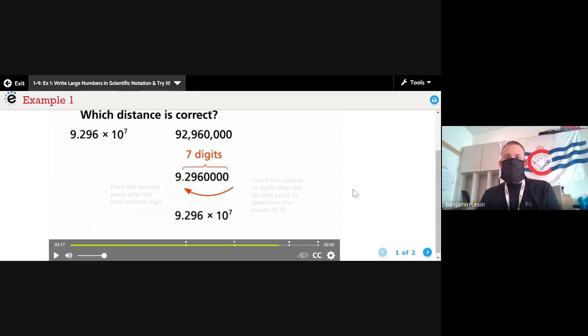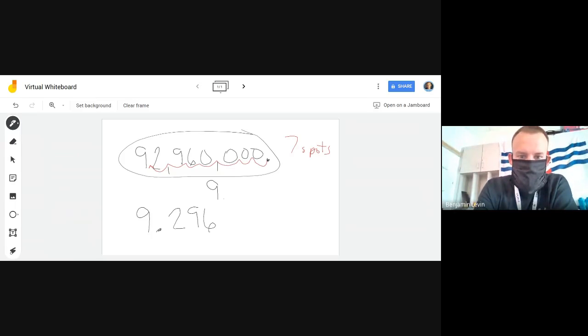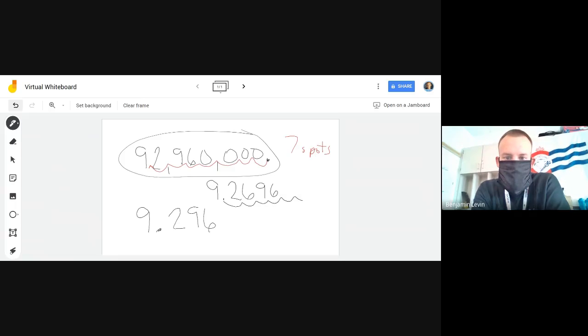So look, it's the same number, right? That's just kind of how we did it. I like the way they did it, actually. I'm going to go back to my Jamboard. They started and said, okay, we got to make this number into scientific notation. So they just started out and put the decimal where it needed to go. 9.296, right? And then they said, okay, how many places do we have to move the decimal to get back to our original number? 1, 2, 3, 4, 5, 6, 7, right?